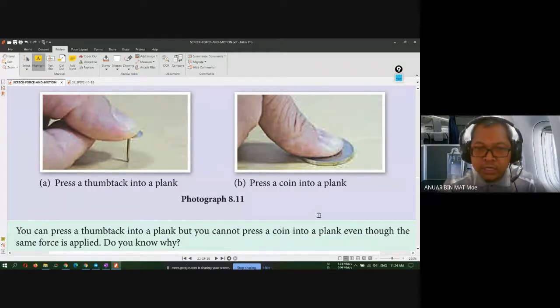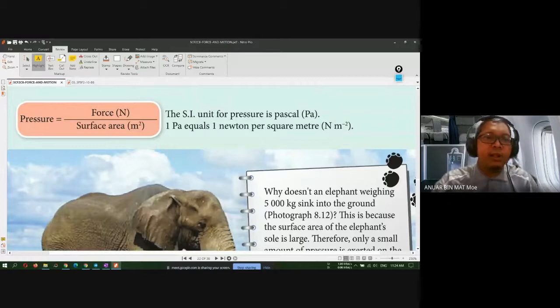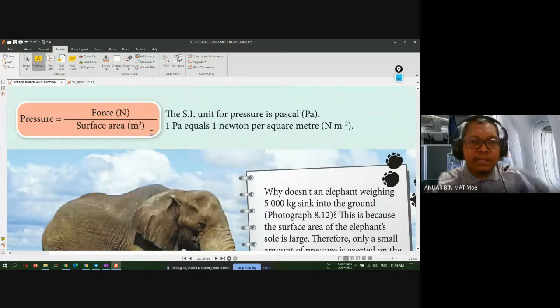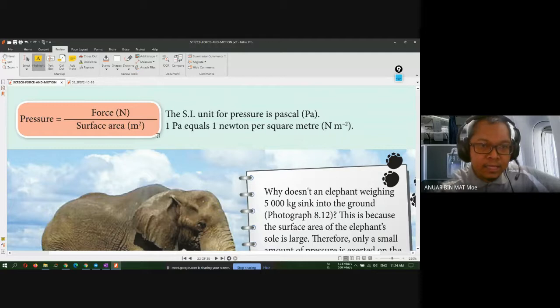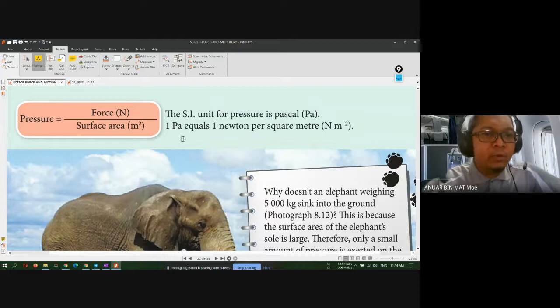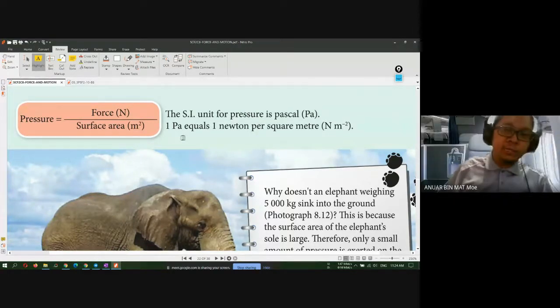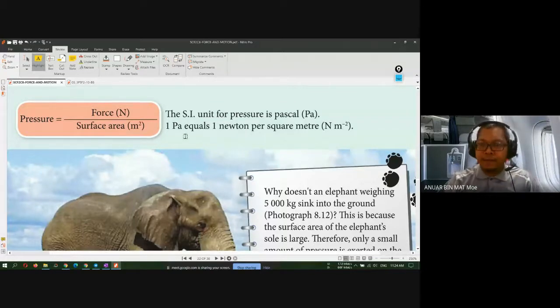lower pressure. And then you can use the formula over here. The formula to measure the pressure is force divided by surface area. Force over surface area. Force in Newton, and surface area in square meter. Meter square. All right.